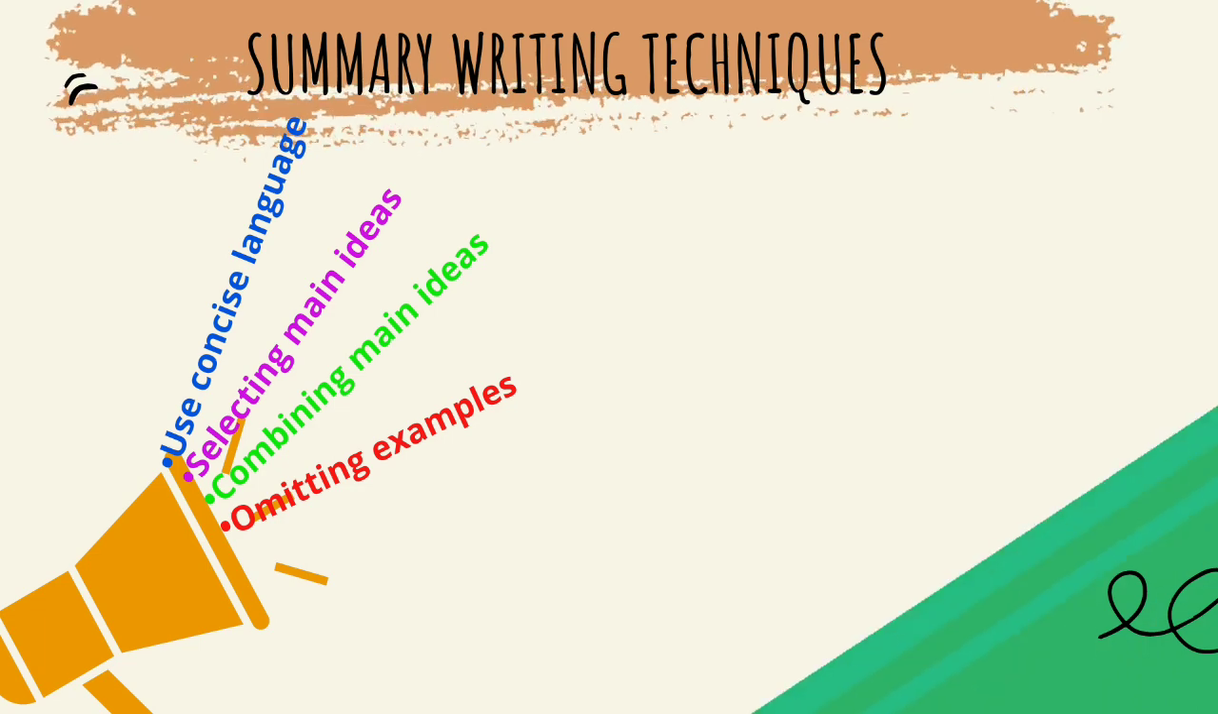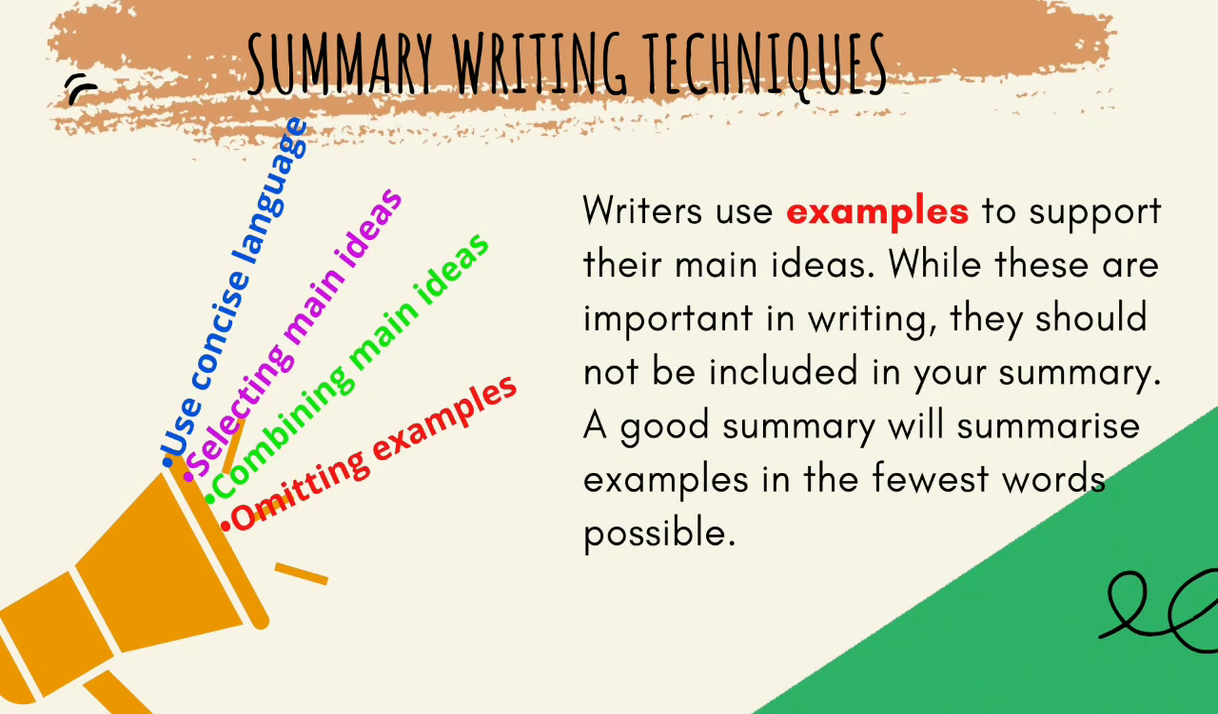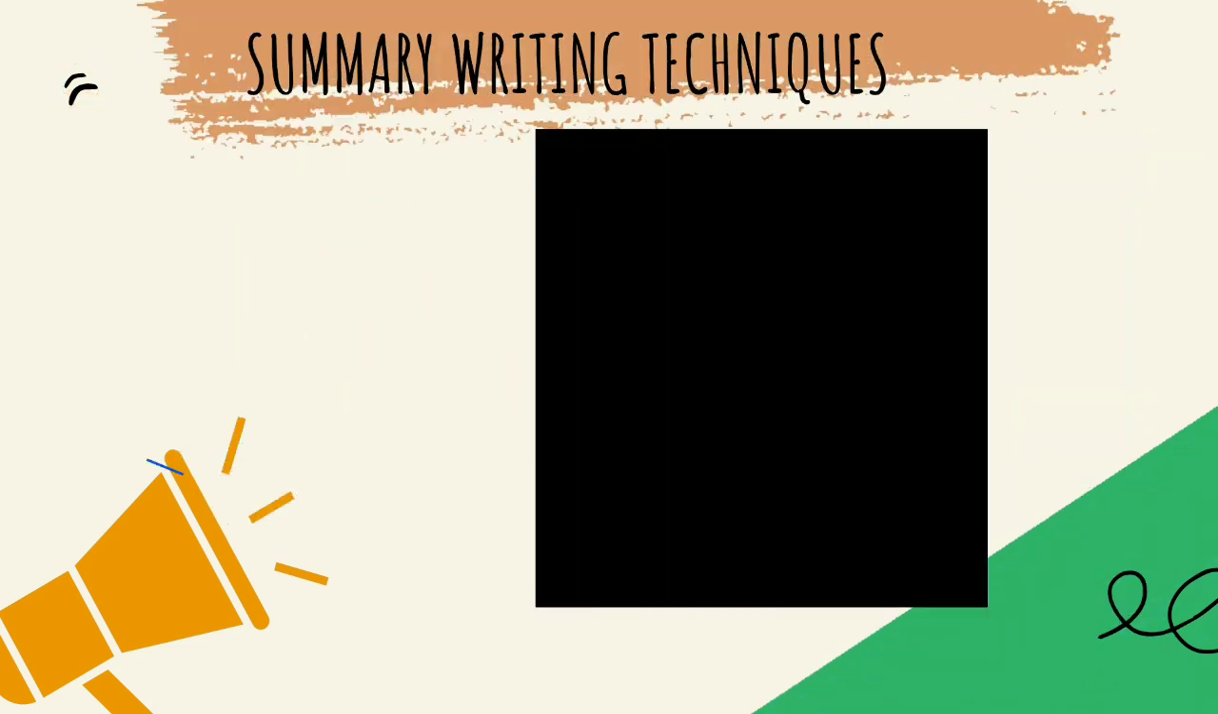The next important technique is to omit examples. Writers use examples to support their main ideas. While these are important in writing, they should not be included in your summary. A good summary will summarize examples in the fewest words possible.